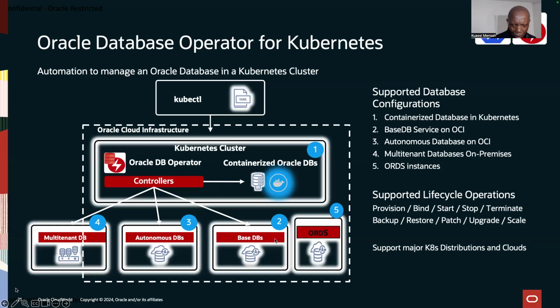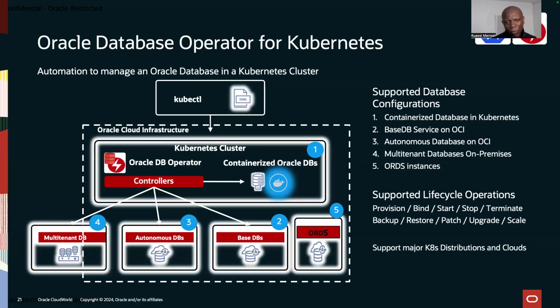Number two is what is called base DB. This can be reached using REST calls. Number three is autonomous database using the Oracle Cloud Infrastructure APIs. We can reach out to autonomous database from the Kubernetes cluster. And number four are multi-tenant databases based on PDBs and CDBs, for example Exadata, which can be reached using REST services. In this case, it's ORDS, which is Oracle REST Data Services. But we are also now providing an alternative to ORDS, which is LREST.